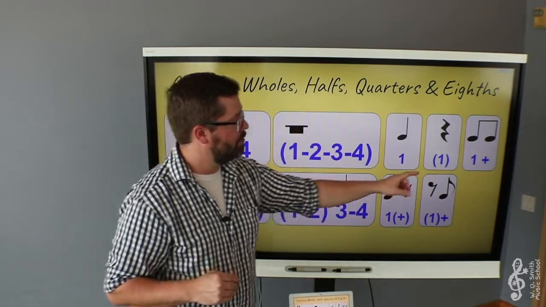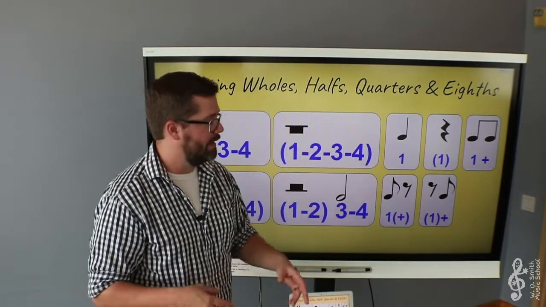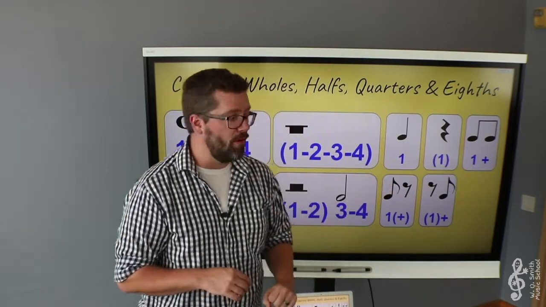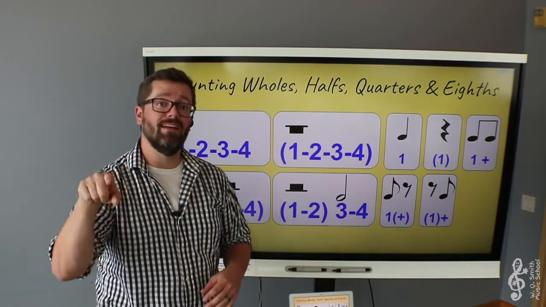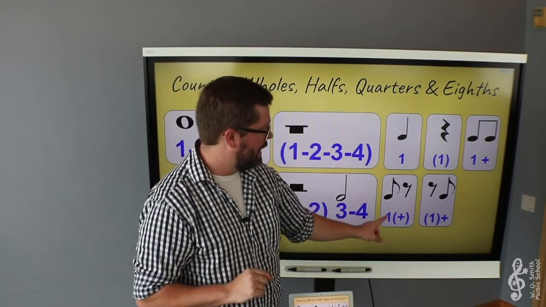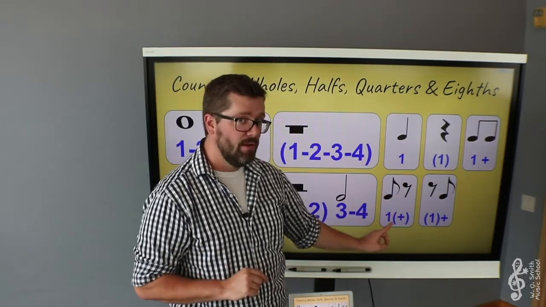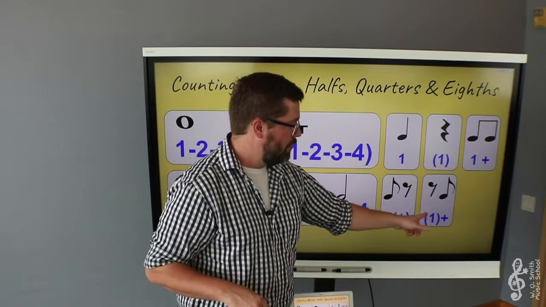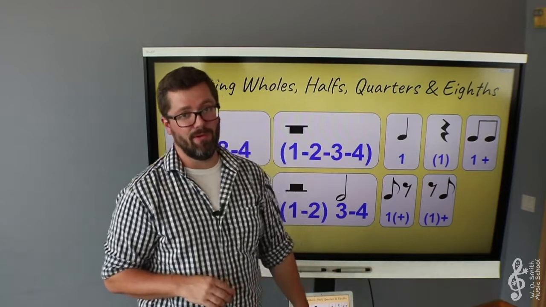All right, so then we have 3 different pairings of notes and rests for the eighth notes and eighth rests. We have a pair of eighth notes, so it's the number of the beat it falls on followed by an "and," that's what we say, or we write a plus sign. Down here we have a note followed by a rest, same thing, 1 and, but the "and" is in parentheses because it's a rest. The opposite, 1 and, with the 1 in parentheses because the rest is first.